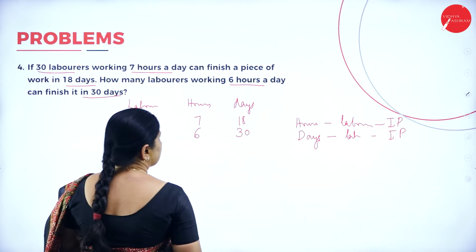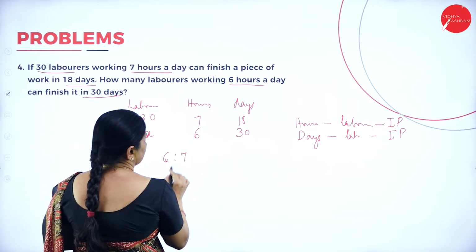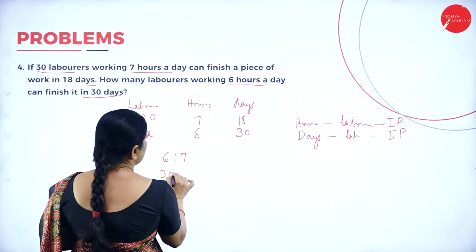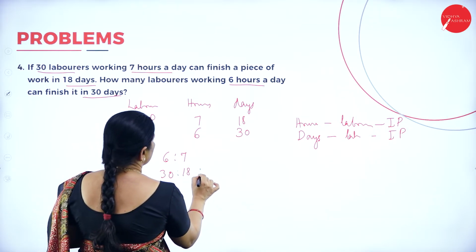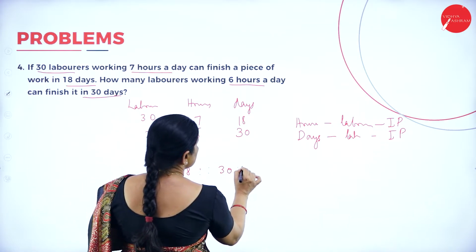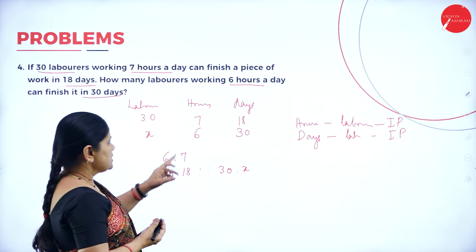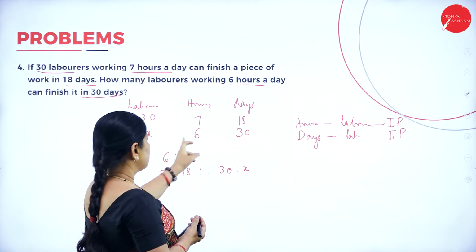So I write it as 6:7, then 30:18 is to 30:6. So this is the equation I am getting. See, I am writing this second data first.